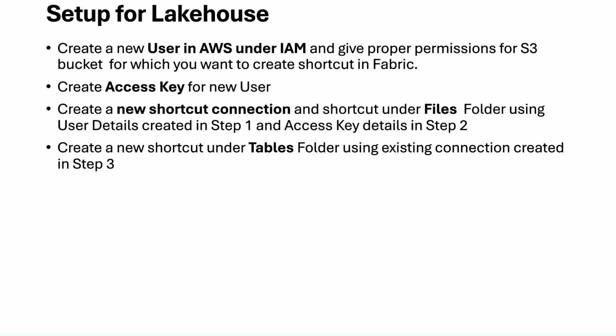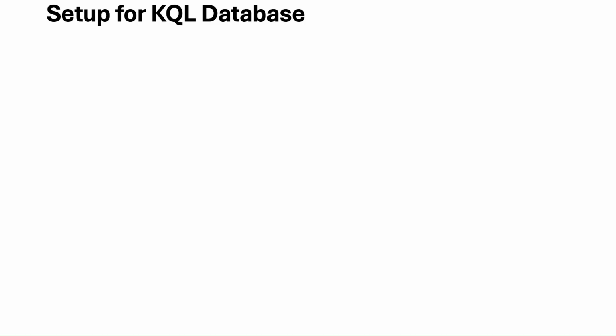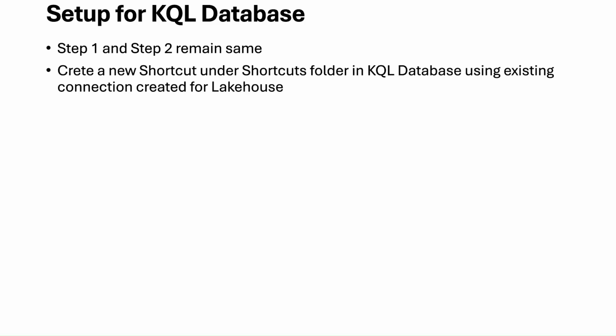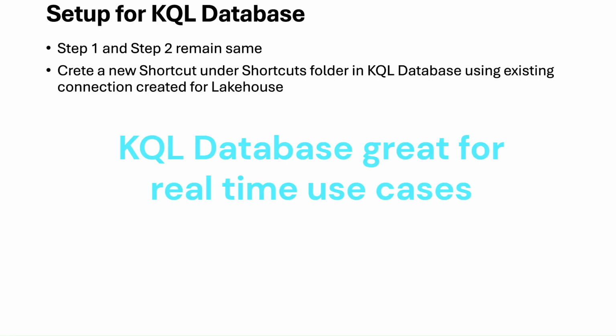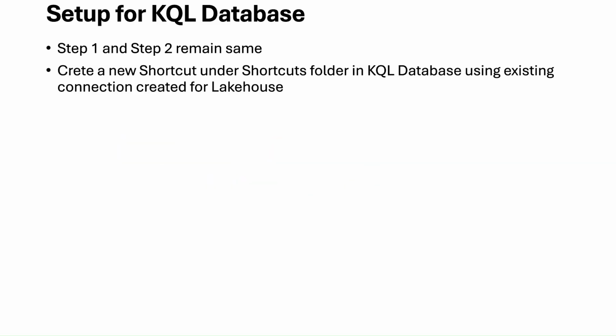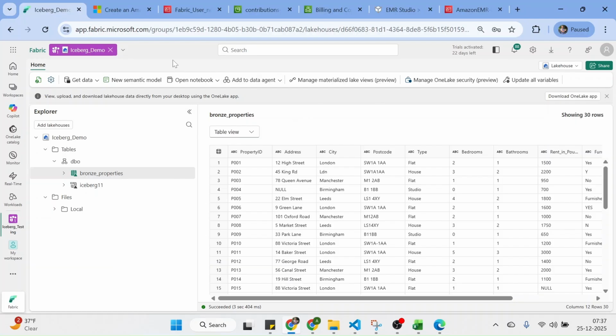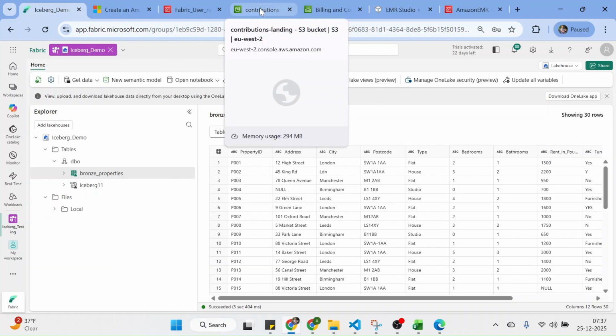Once we are done with everything, we are going to do the setup for KQL database. Again, step 1 and step 2 remain the same, because that is basically the configuration of the permission user, and then we will create a new shortcut under the shortcut folder in KQL database. So KQL database has a dedicated location for shortcuts, and we will use the existing connection which we created for Lakehouse. Let's see everything. So first step, we have to create a new user.